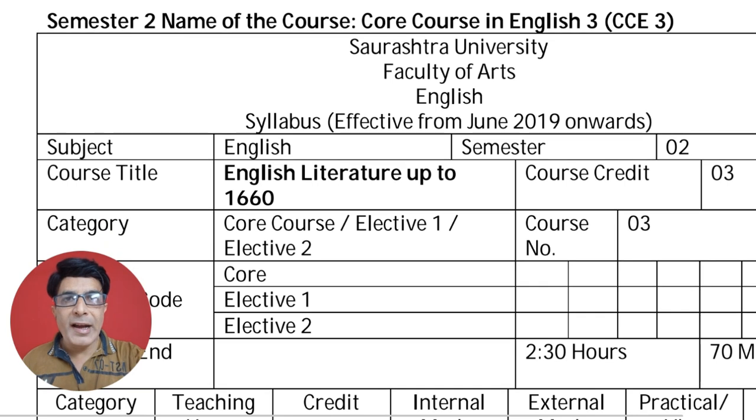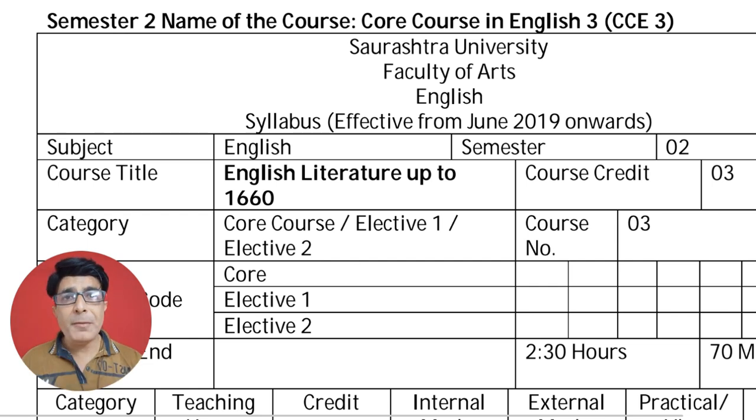Now let's move ahead for the next paper, that is paper number 3. In your previous semester you studied paper 1 and 2, and in this semester, as far as your major subject English is concerned, you are going to study paper number 3 and 4.